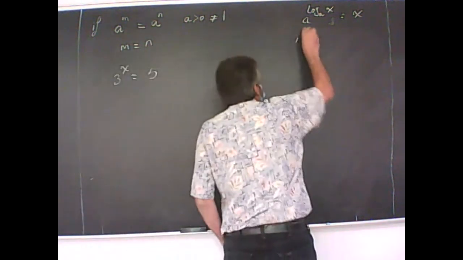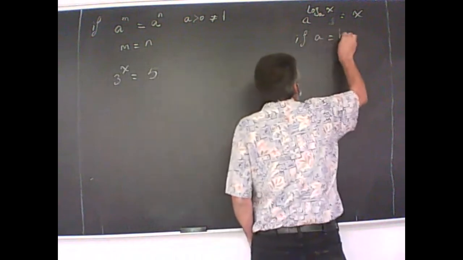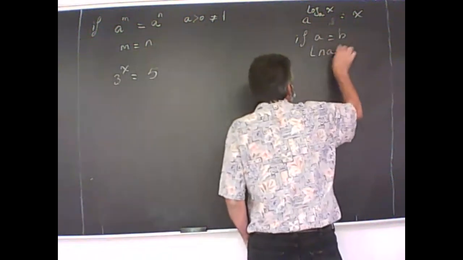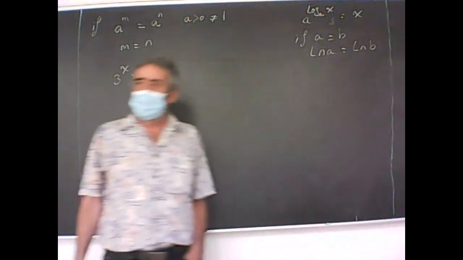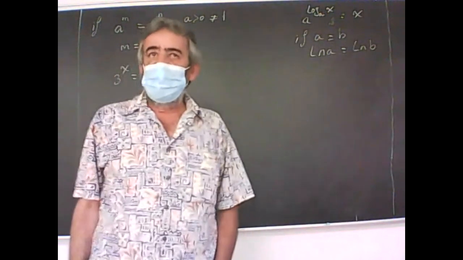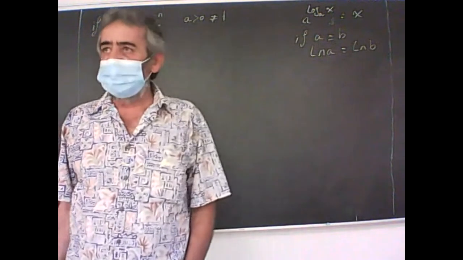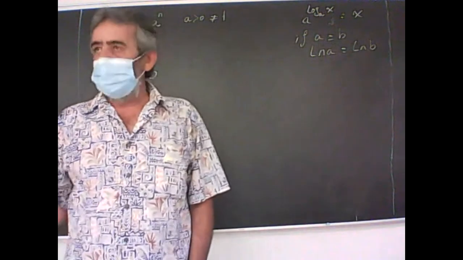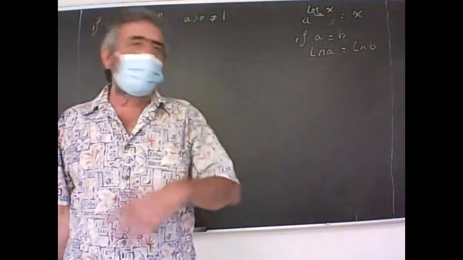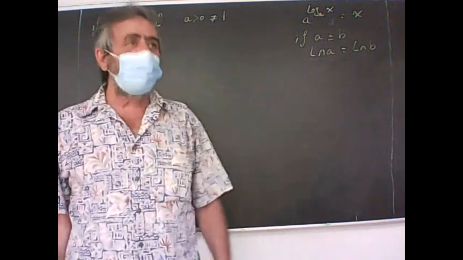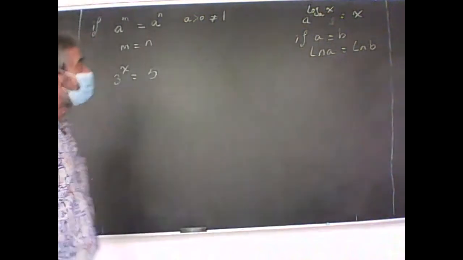If a equals b, then ln of a equals ln of b. If two numbers are positive and they're the same, then their logs will be the same. Whether you say log or natural log, whatever base, it's still okay. Any log for that matter.